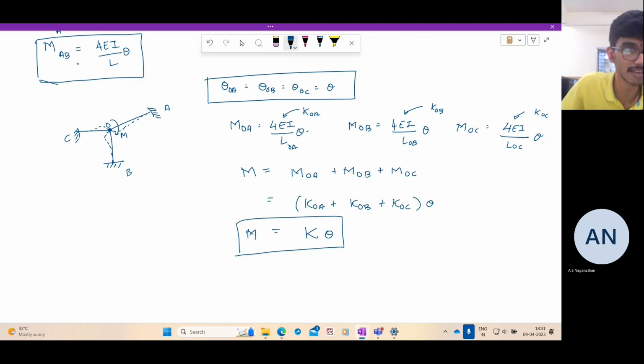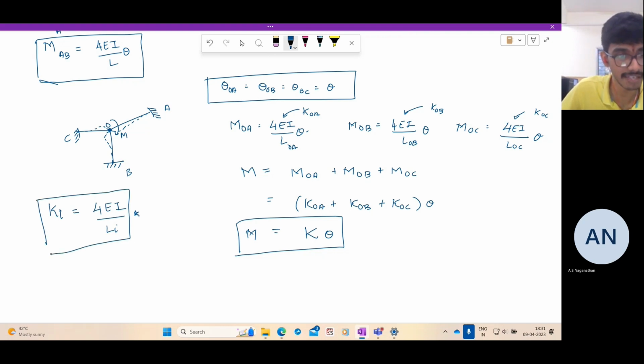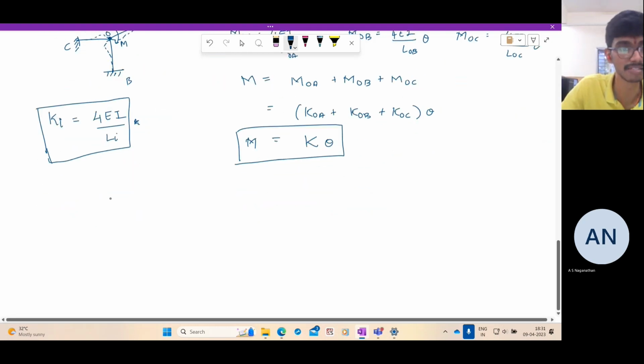If the far end is fixed, we have already seen that the stiffness of a member with far end fixed is nothing but 4EI by L. So multiply by theta, you get the moment. So this is the stiffness of a beam at a given point when the far end is fixed. This comes from the slope deflection equation.